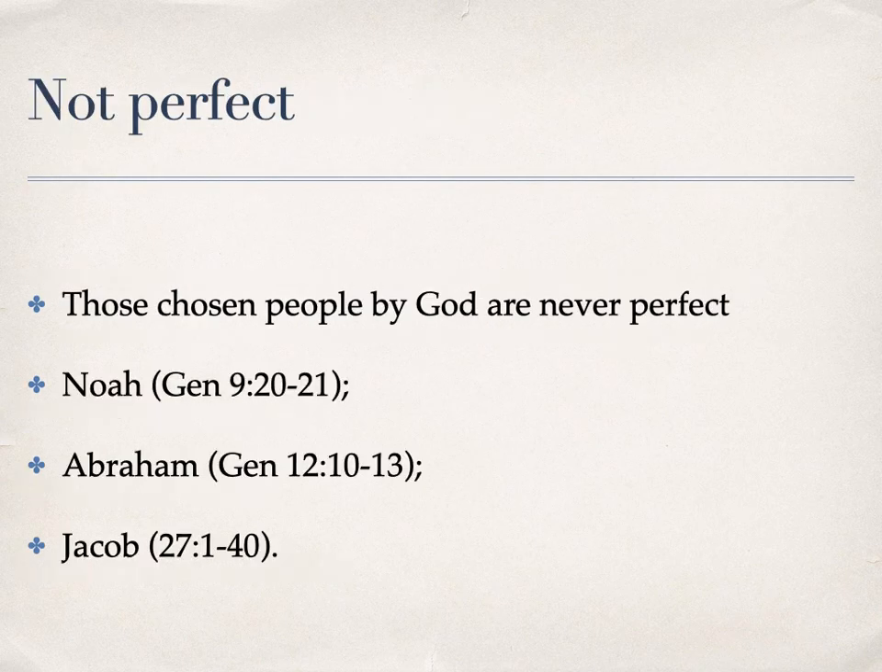Were they perfect? No, of course not. In the Bible, only God is perfect. So Noah, Abraham, and Jacob, all of them had their own shortcomings. For example, Noah is the first one who planted the vineyard, drank the wine, and got drunk. Abraham asked his wife to pretend that she is his sister. Jacob, of course, lied to his father.